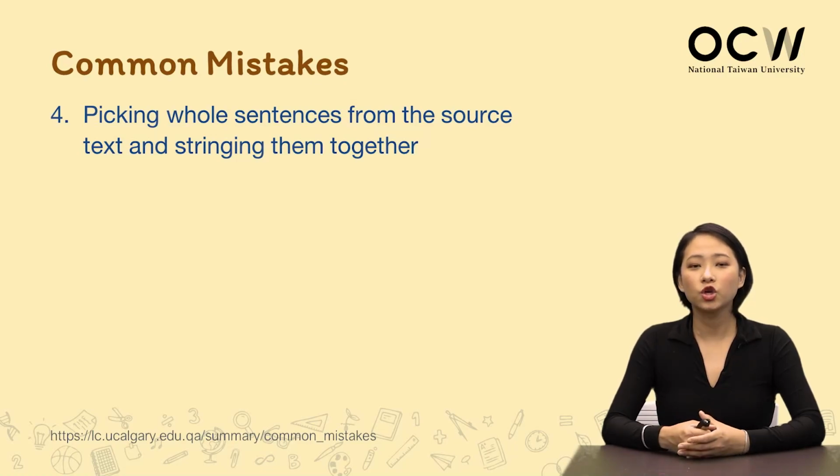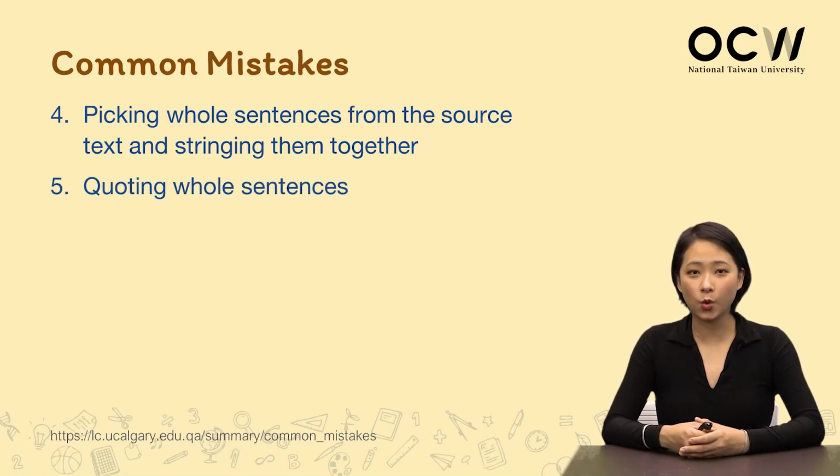Perhaps sometimes you wish to save time, and so you pick whole sentences from the source text and string them together, meaning using different connectors and transition signals to combine them as a summary. That is not correct as well. Or we could be quoting the entire sentence. Now that would fall under citation instead of summary.